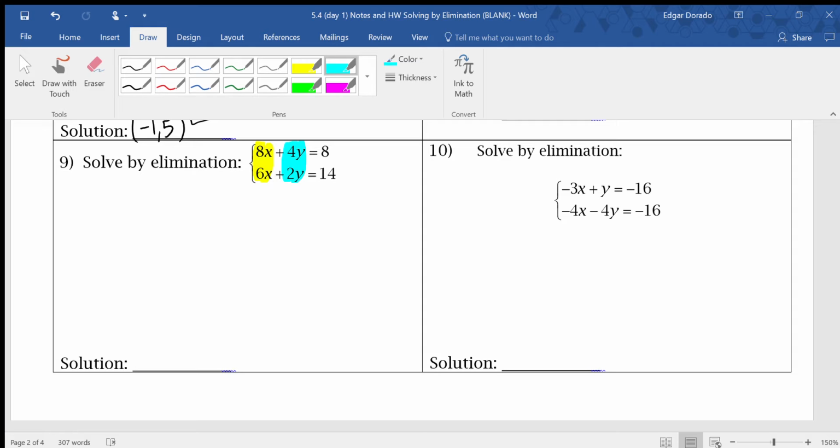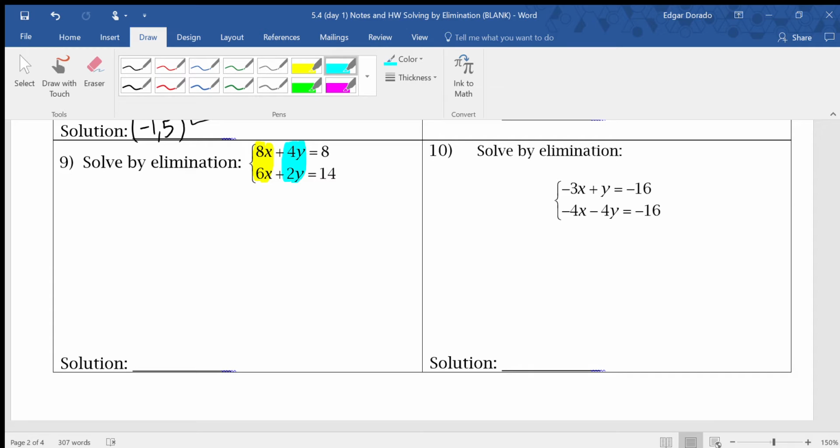Now I want to ask myself, is there any way I can multiply the smaller number of the two to get it to be the bigger number? So can I multiply 6 times anything to make it turn into an 8? No, I can't do that. How about that 2y and the 4y? Can I multiply 2 by anything to get it to turn into a 4? Well, yeah, I can. 2 times 2 would be 4.